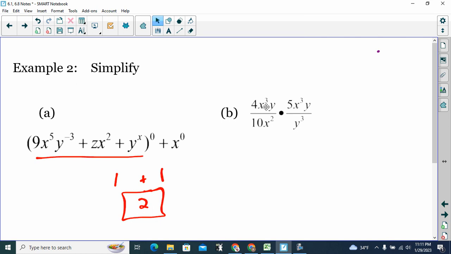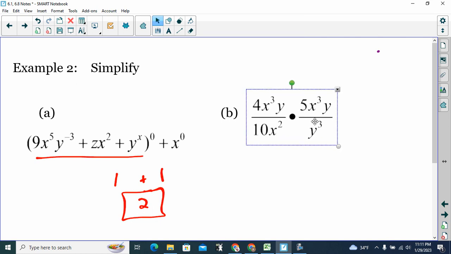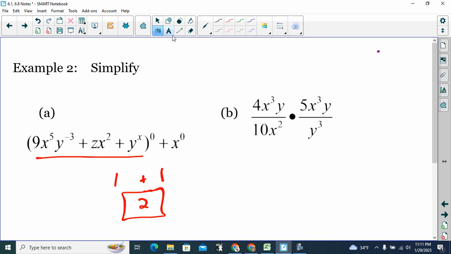Part B, we have 4x cubed y over 10x squared times 5x cubed y over y cubed. There's lots of different ways you could do this problem. I think the easiest way to do it is to just multiply straight across first. So do 4 times 5 is 20. X cubed times x cubed. When I multiply, I add the exponents. Y times y is y squared. On the bottom, I've got 10x squared y cubed.